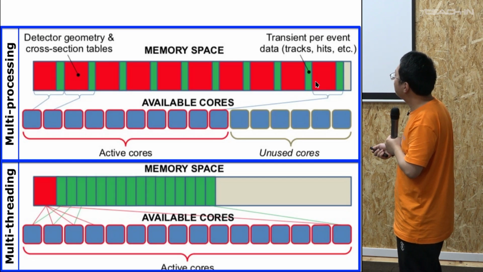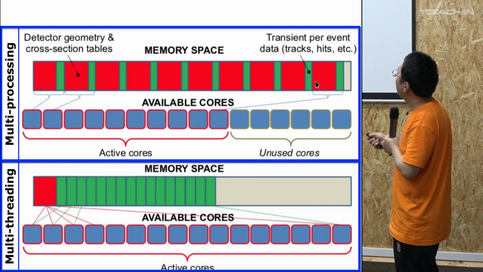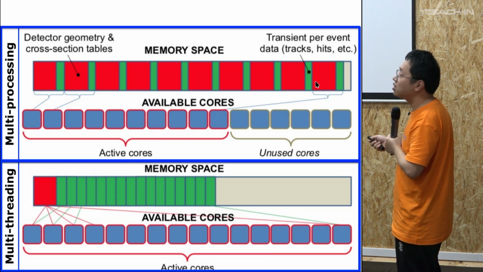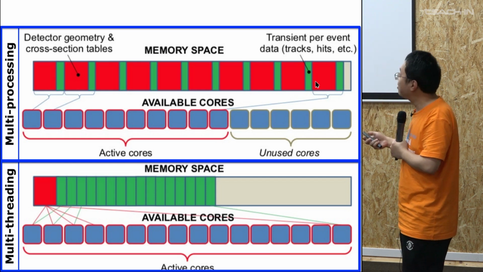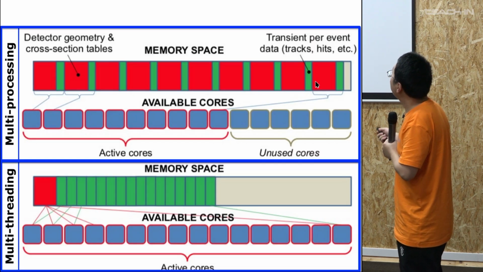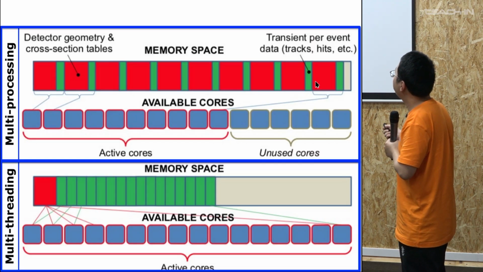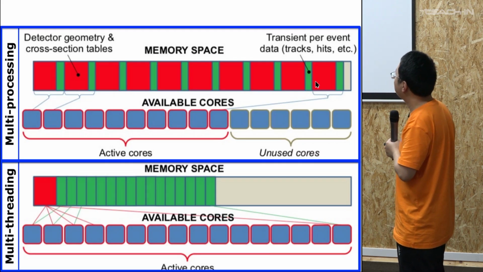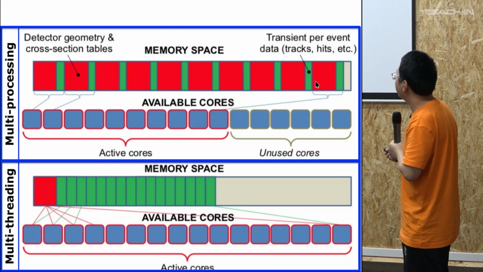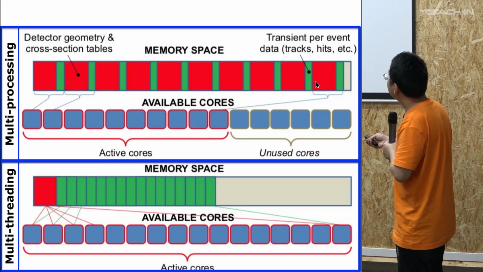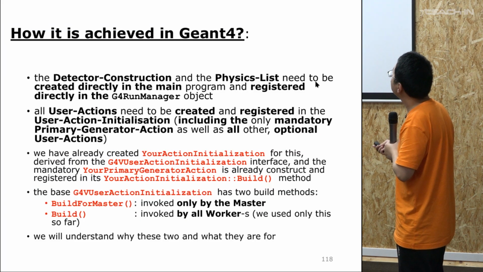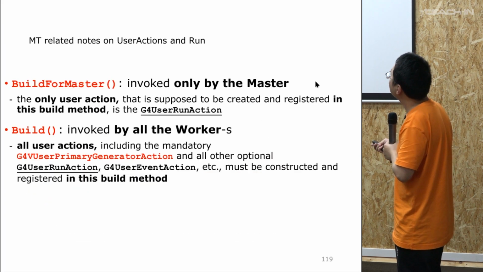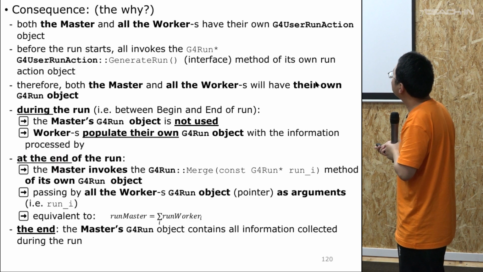This shows why we want to do the multi-threading. In multi-processing, each process has its own memory space, so it will occupy a lot of memory. However, if you are using multi-threading, for example, the detector geometry could have just one copy, so you can save a lot of memory. So this is about the multi-threading. I think this may also be too technical, so we can maybe skip.